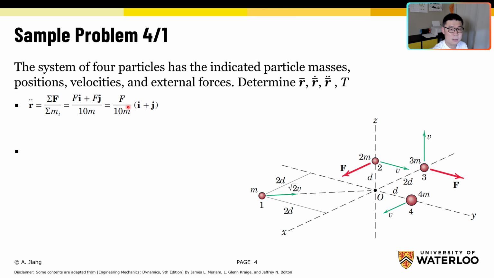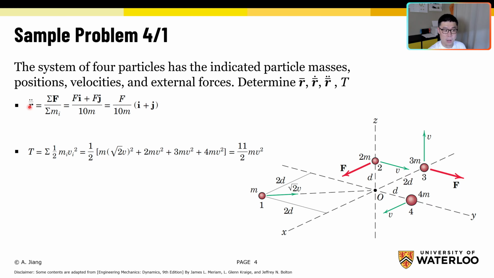This is scalar times i plus j. Okay, this is in vector form. This is given by the sum of force equals ma, because this is our acceleration here. Finally, the kinetic energy, T. By definition, we would need the mass and velocity, and it comes to 1/2 mv squared.